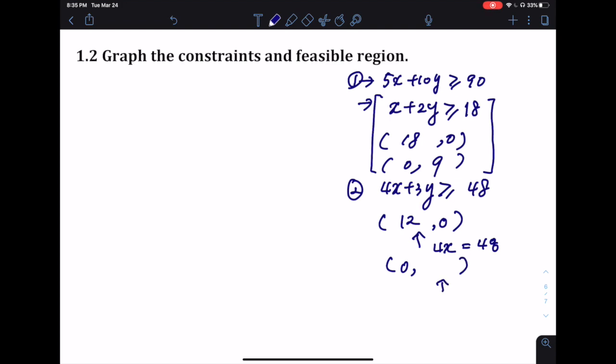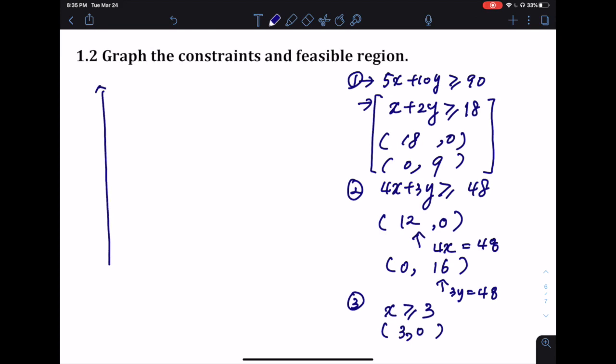This y value is when 3y equals 48, so you will get 16. The last one is you can easily get x is greater than or equal to 3. So you have an x-intercept of just (3, 0), and there is no y-intercept. If you graphically represent this, it looks like this.